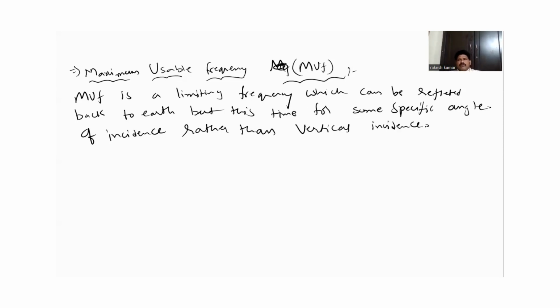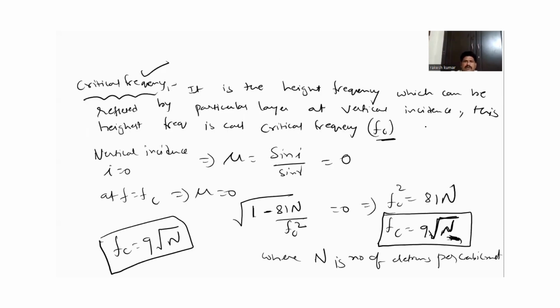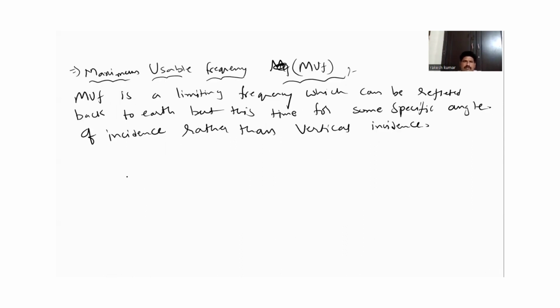Okay. So what is the definition for critical frequency? You are transmitting at vertical incidence. Vertical incidence means here i is equal to 0. That is in the case of critical frequency. But whereas here, maximum usable frequency.